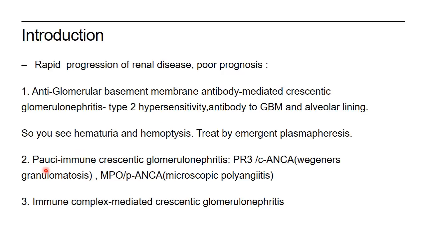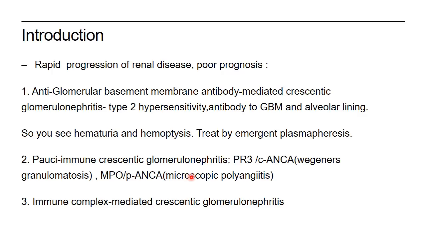The next entity is pauci-immune crescentic glomerulonephritis. This can be of two types: the PR3 C-ANCA, which used to be called Wegener's granulomatosis, or the MPO or P-ANCA, or microscopic polyangiitis.